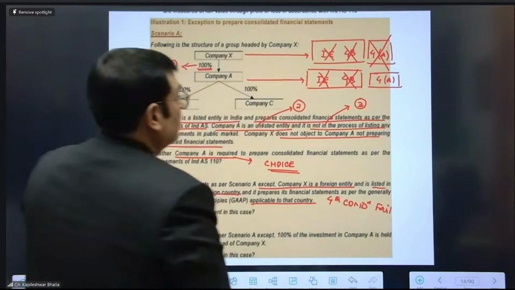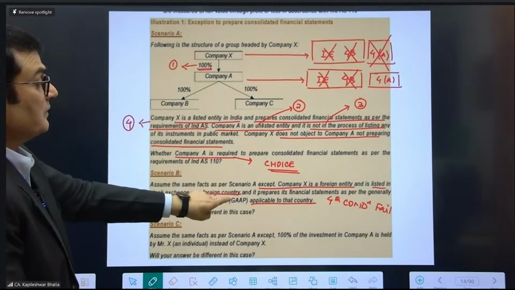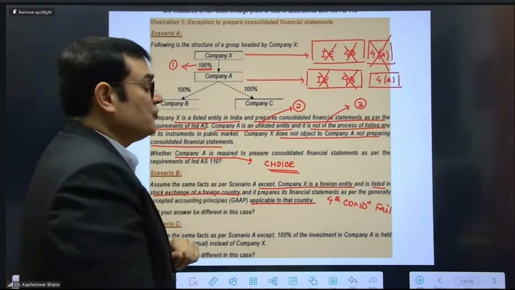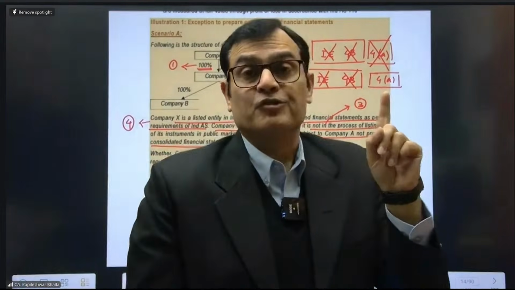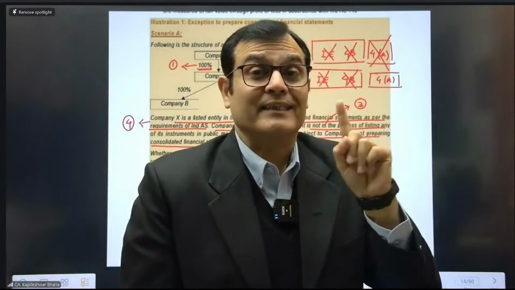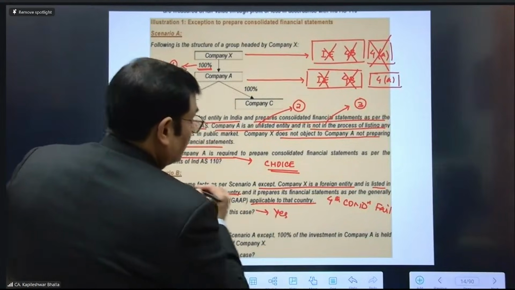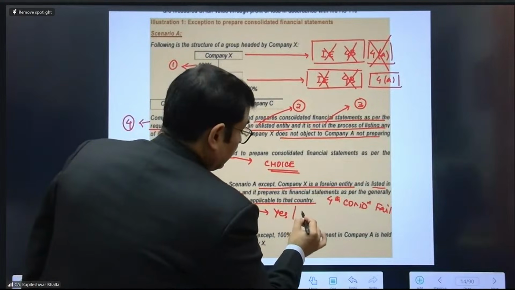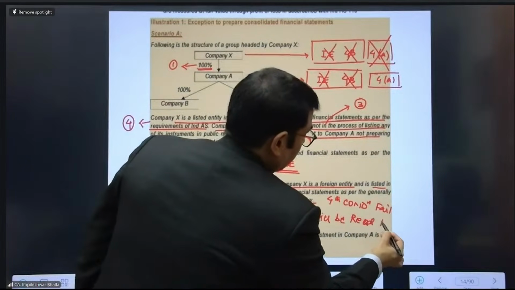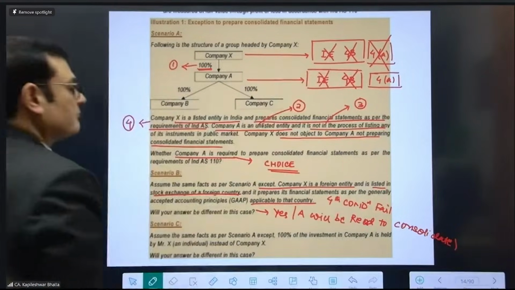If you notice in this case, is the ultimate parent presenting consolidated financial statements as per Ind AS? No. Because he's listed on a stock exchange in a foreign country, he's making the console as per the GAAP applicable to that country. So my fourth condition will fail, and if the fourth condition fails, then he does not get the exemption. So in this particular case, will your answer differ? Yes. A will be required to consolidate.